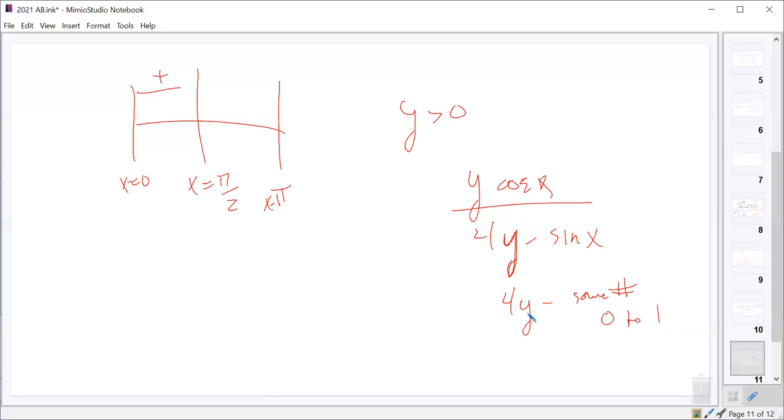Right. So depending on what the value of y is, if y was, say, a quarter, or let's say y was like 1/100th, then this would be 4/100ths minus something between 0 and 1, which may or may not be positive. It might be positive, it might be negative. Does that make sense? So there's no way to determine if 4y minus sine x is positive or negative just based on the information that y is greater than 0.